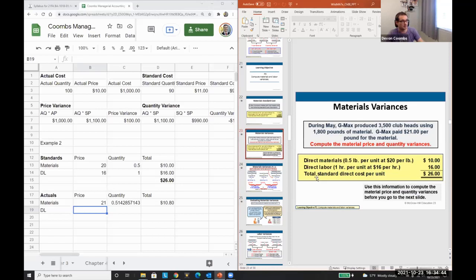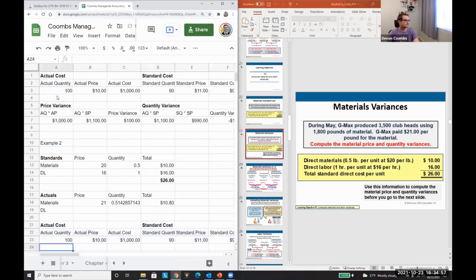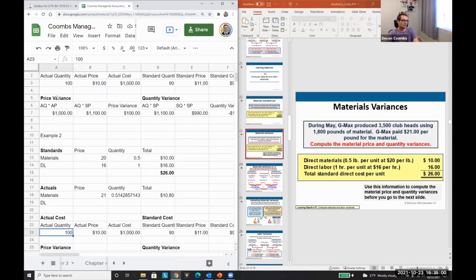And so they're asking, let's compute the variances. So we just go back to this. Exact same formula. We just bring it down here. Actual quantity used was 1,800. The actual price was $21 per pound. Our actual cost was $37,800.